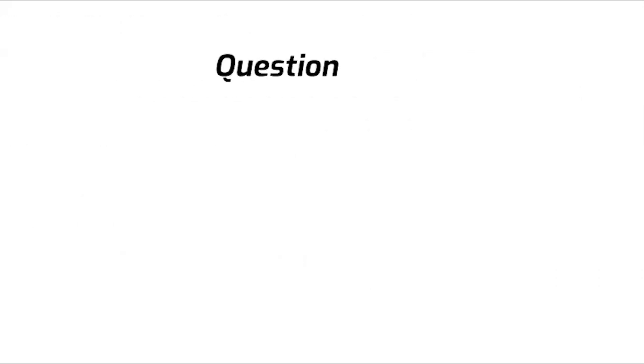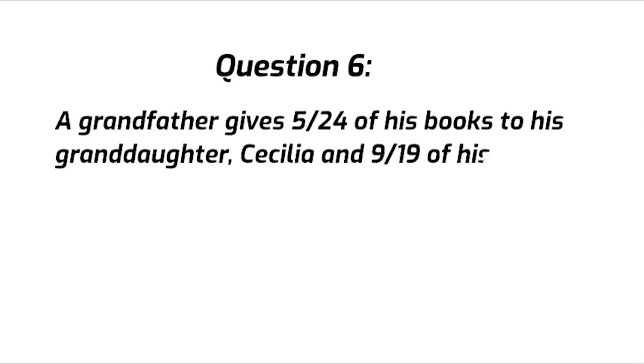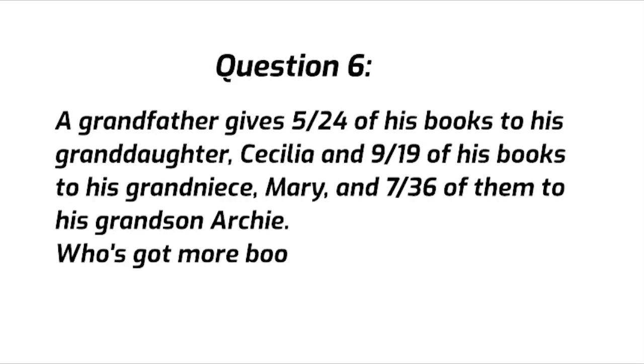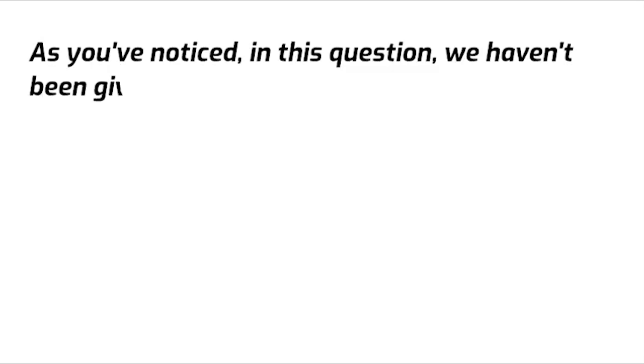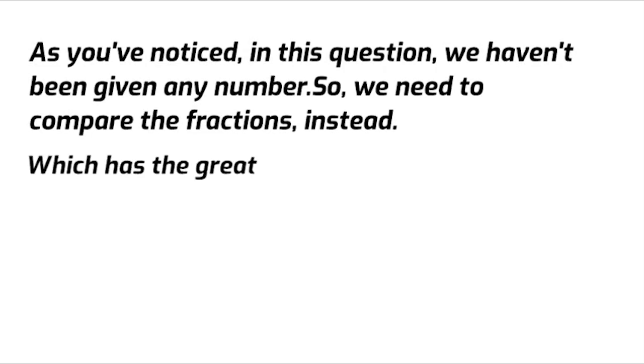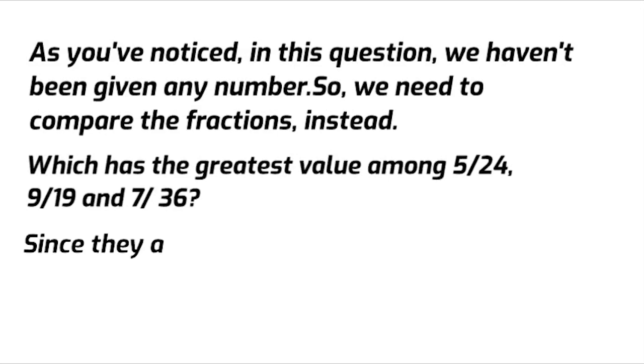A grandfather gives 5/24 of his books to his granddaughter, Cecilia, and 9/19 of his books to his grandniece, Mary, and 7/36 of them to his grandson Archie. Who's got more books? As you've noticed, in this question, we haven't been given any number. So, we need to compare the fractions, instead. So, let's find out which has the greatest value among 5 over 24, 9 over 19 and 7 over 36.